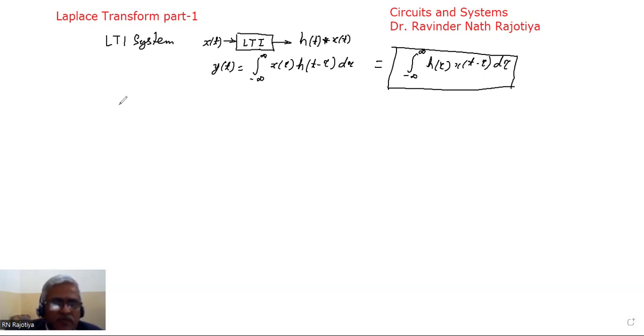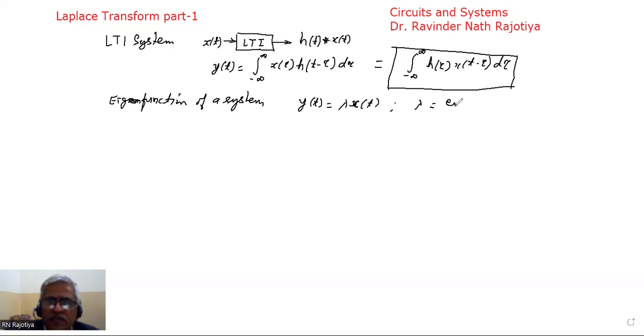Now we know that the eigenfunction of a system is a signal x(t) which, when applied to the system, produces a response y(t) equal to lambda times x(t), where this lambda is nothing but the eigenvalue.